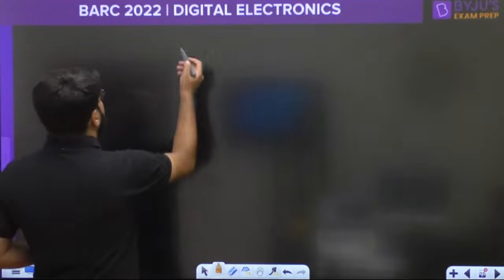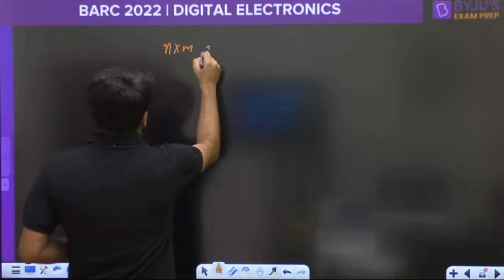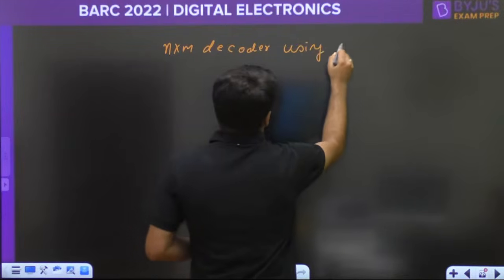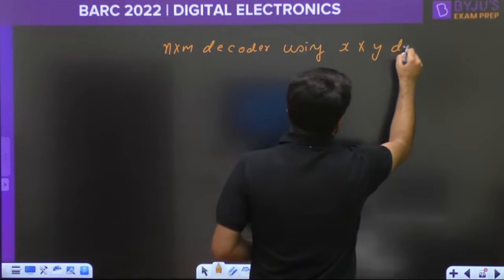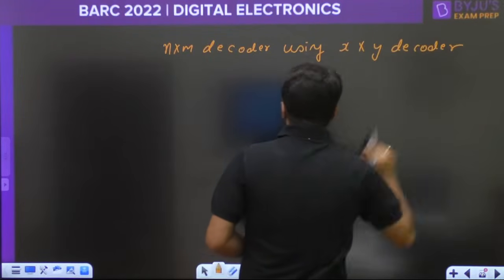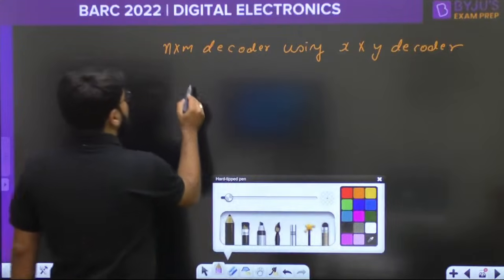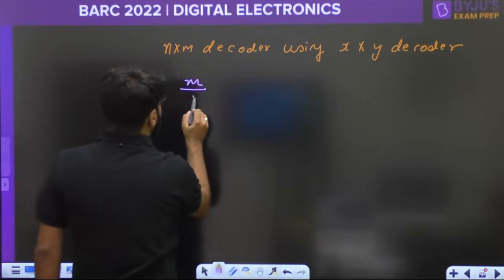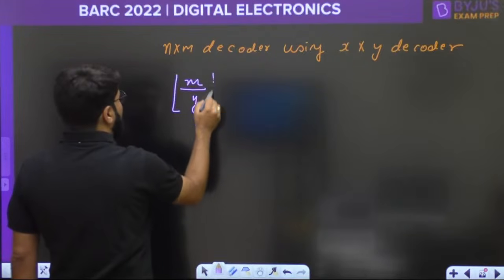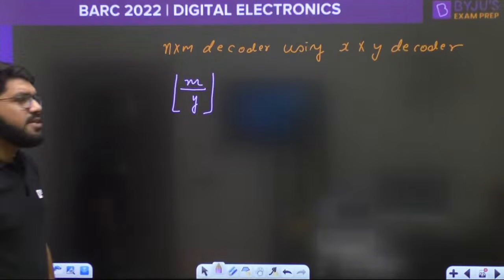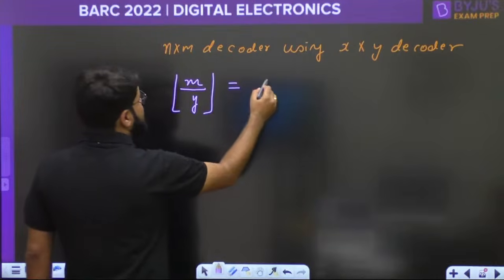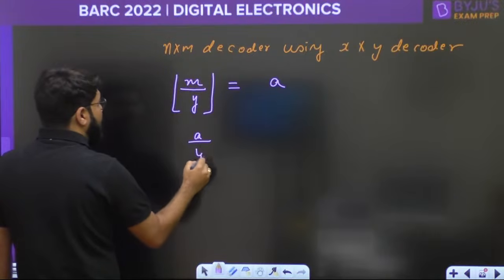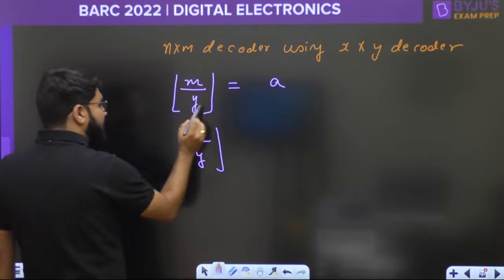So if I want, I can generalize this. Suppose you have an n cross m decoder to be built using an x cross y decoder. What you have to do is first divide the number of output lines required by the number of output lines of the given decoder, m by y. Suppose the answer is a. Then you have to divide a by y.